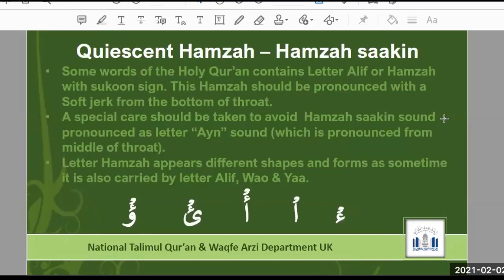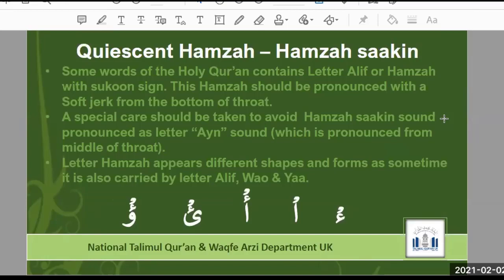Now, okay, thank you very much for your help and I appreciate it. And today's next lesson is the Sakin Hamza. We know that Sakin means any letter which has got a sukoon sign on the top. And Hamza Sakin means Hamza has got a sukoon sign. So some words of the Holy Quran contain the letter Alif or Hamza with a sukoon sign.